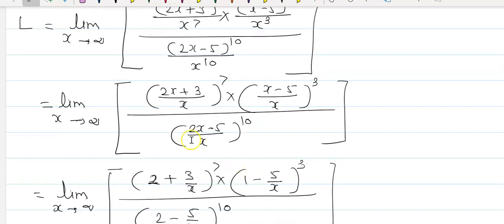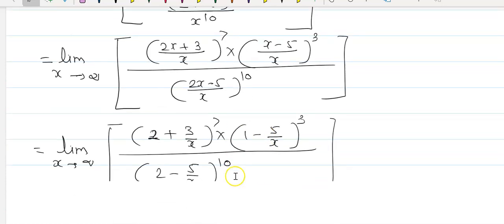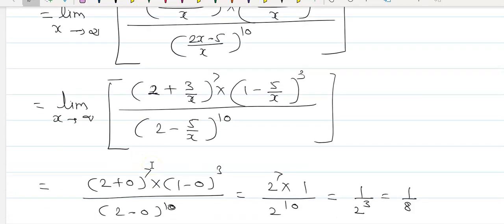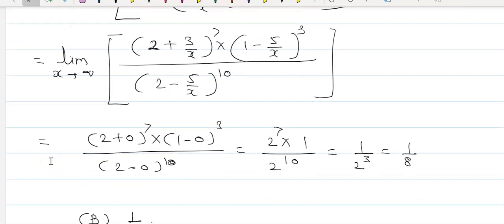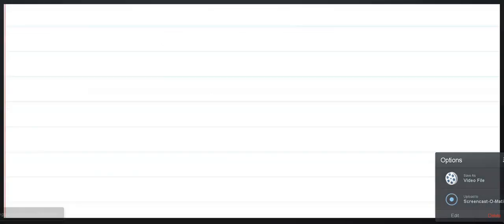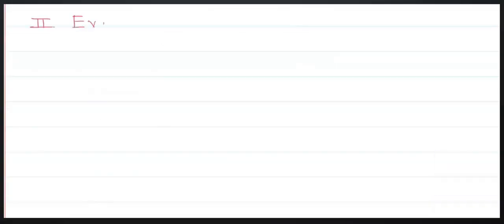Split it up. 2x upon x, you will get 2 + 3/x, 1 - 5/x, and next is 2 - 5/x. As limit x tends to infinity, the second term becomes 0. 2^7, 1^3, 2^10, and overall you will get 1/8. That is, option B is the correct one. Now question number 2.